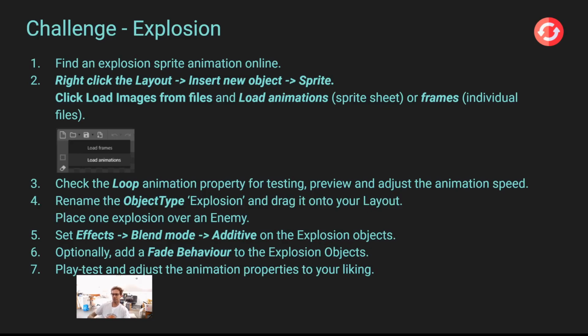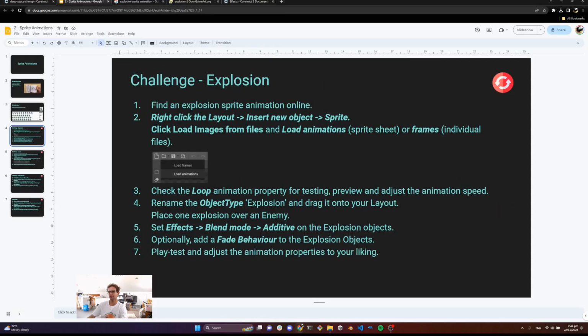Place some of them around your scene. Set the effects blend mode to additive to make it look like it's coming from the spacecraft. And you can also add a fade behavior if that's useful to you. Play test and adjust the properties to your liking. Okay, I hope that went well. Now I'm going to show you the next piece, which is to add the laser.